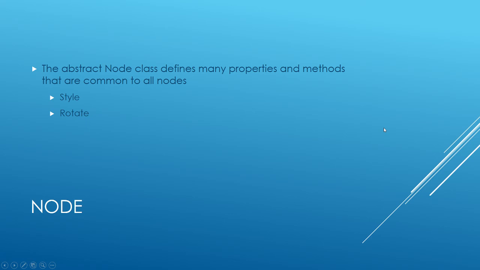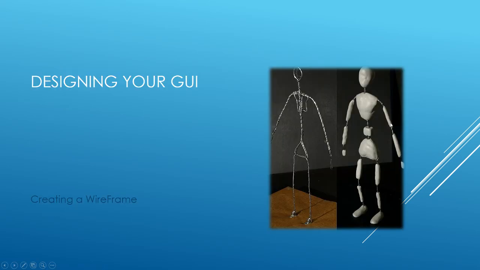Now, when we're working with nodes, these are all defined by the abstract Node class. And this class defines many properties and methods that are common to all nodes. For example, we might see things like style and rotate. So you'll be able to look at all of those if you look at the Javadoc.